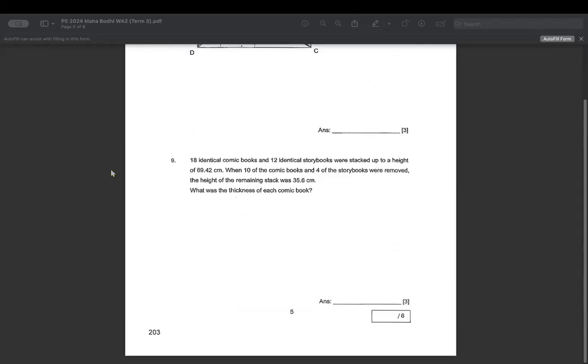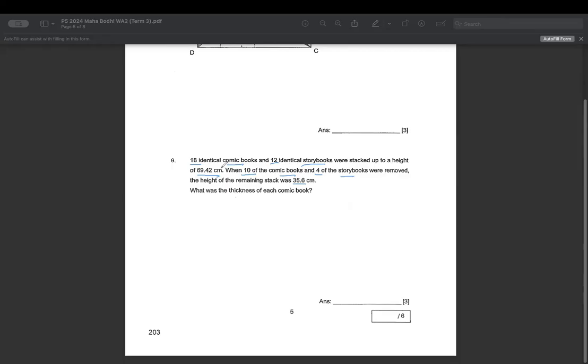For question 9, 18 identical comic books and 12 identical storybooks were stacked up to a height of 69.42 cm. When 10 of the comic books and 4 of the storybooks were removed, the height of the remaining stack was 35.6 cm. What was the thickness of each comic book? First, they tell us the 18 comic books and the 12 storybooks is 69.42. When you remove 10 comic books and 4 storybooks, the height is 35.6.